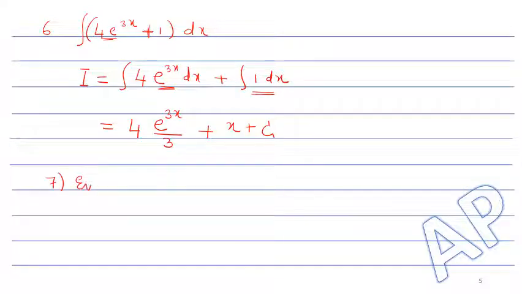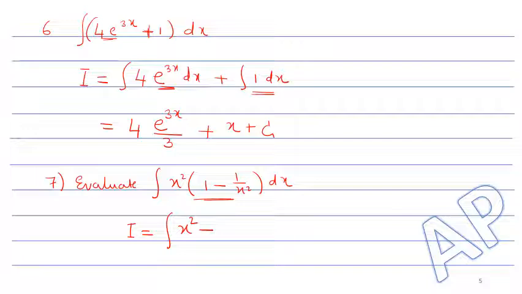Now we will evaluate this integral: x square into 1 minus x square by 1 minus 1 by x square into dx. Integral x square into 1 minus 1 by x square dx. So let us take this integral I. We will multiply x square with 1 minus 1 by x square, so that we get x square into 1 is x square, minus x square into 1 by x square is 1, into dx.